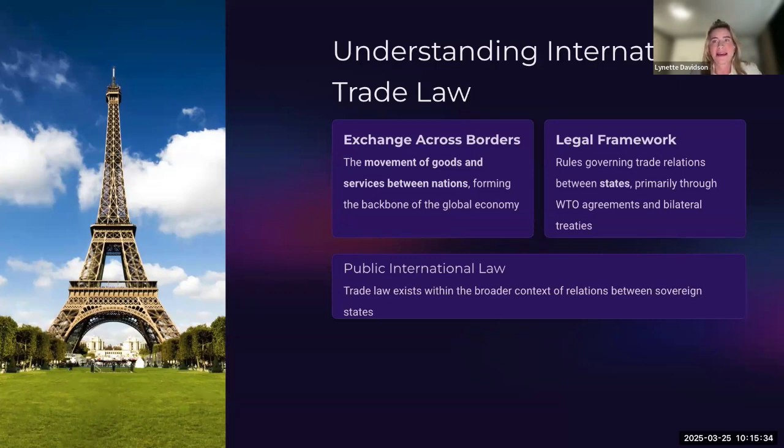It basically regulates the exchange across borders, and we can think of the movement of goods like buying cell phones or different products from different countries. And it should be the backbone of the global economy because we need something to regulate international trade. Because when we work with different countries and we have to export or import goods, we need to have some rules and prevent discrimination between countries as well.